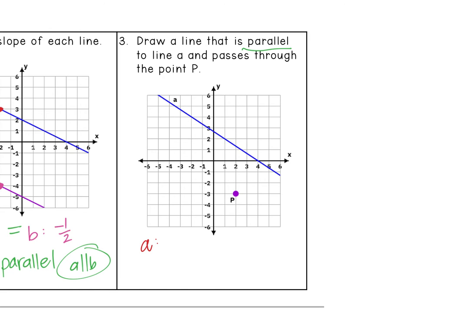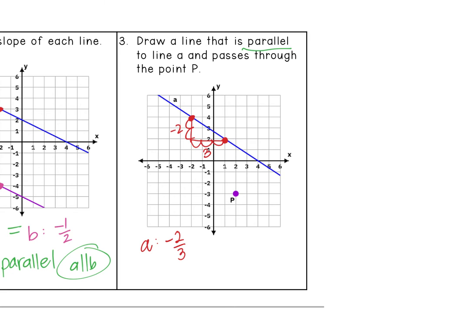Okay, so we need 2 perfect points. I think this one is a good one. -2, +4. And then right here at 1, 2. If I do my triangle, it's going 2 down and 3 across. So the slope is -2/3.